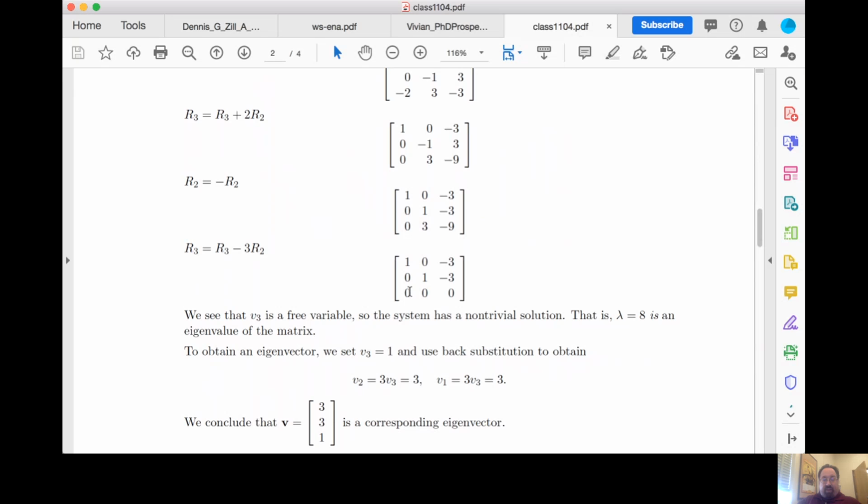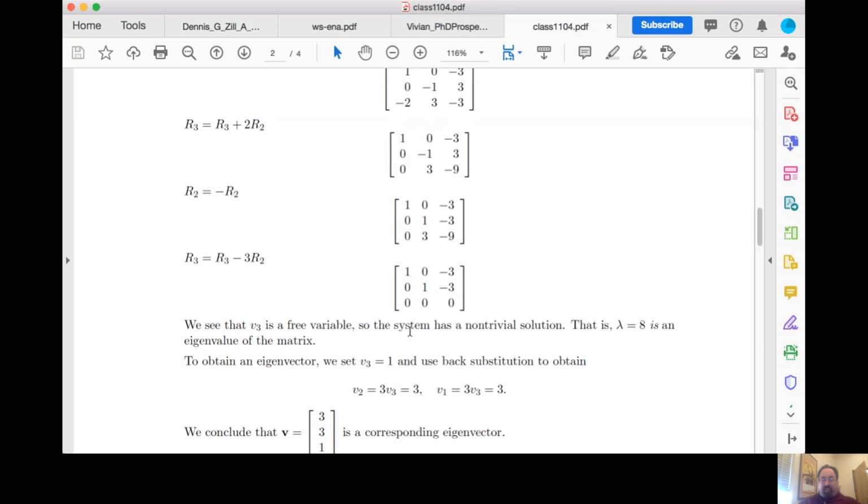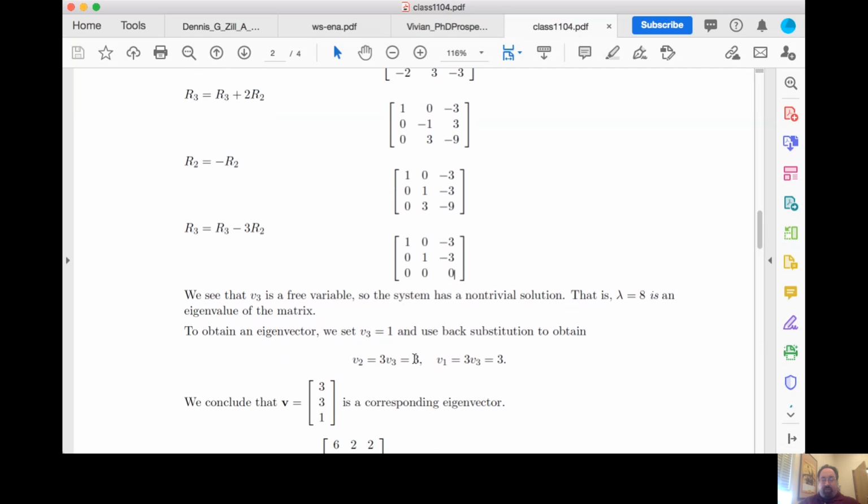Okay, so now we need to solve the system of equations implied by this matrix to get a non-trivial solution and a vector. So we have a free variable v3 corresponding to this column. You've got to set something non-zero to get a non-zero result. An eigenvector must be non-zero. So I set it equal to 1. Now I use this equation to solve for v2. This says that v2 is equal to 3v3, because remember, you're moving this to the other side. So v2 is equal to 3.